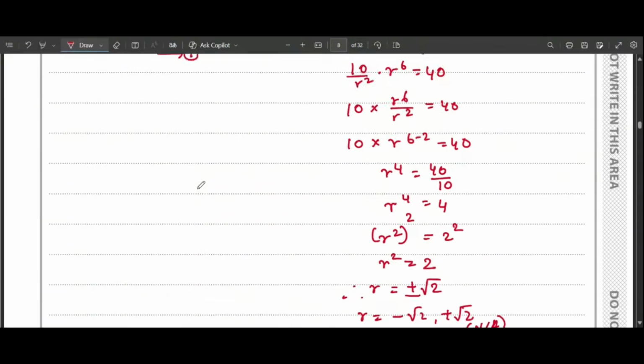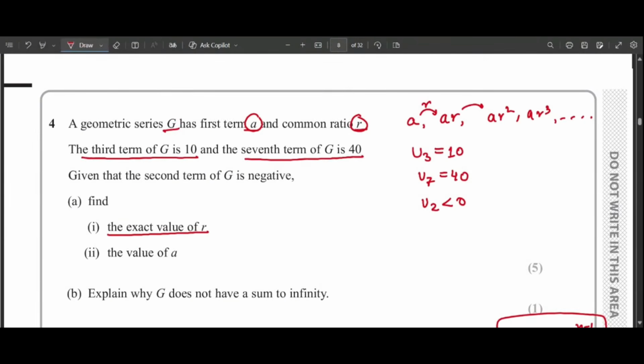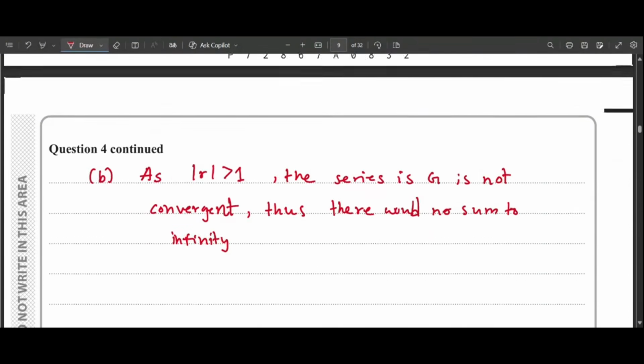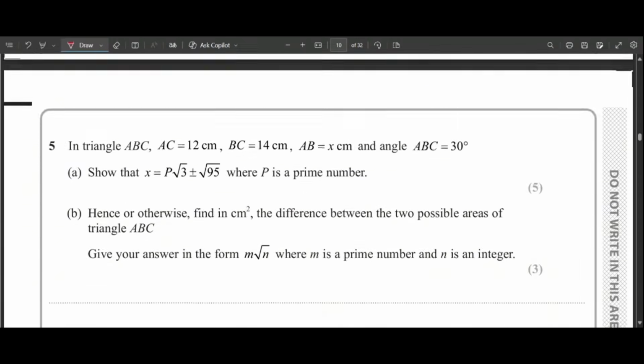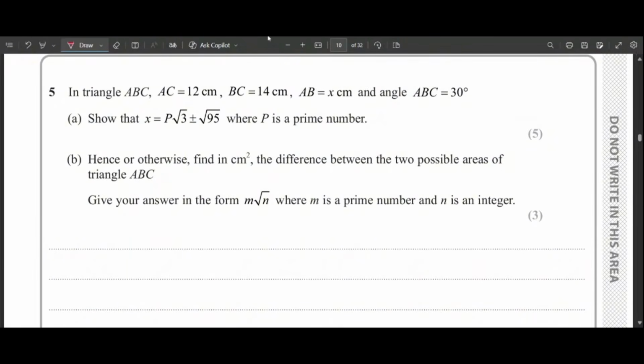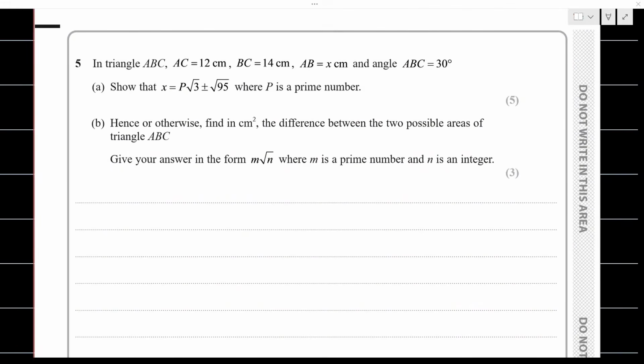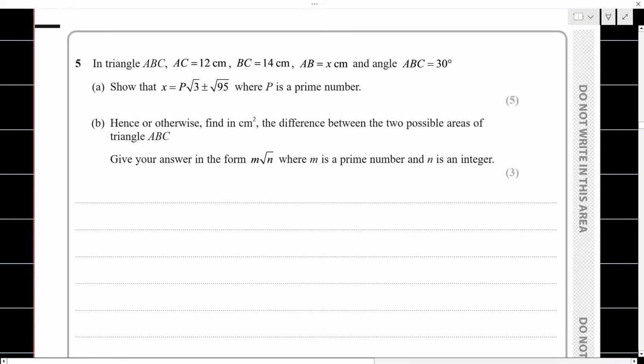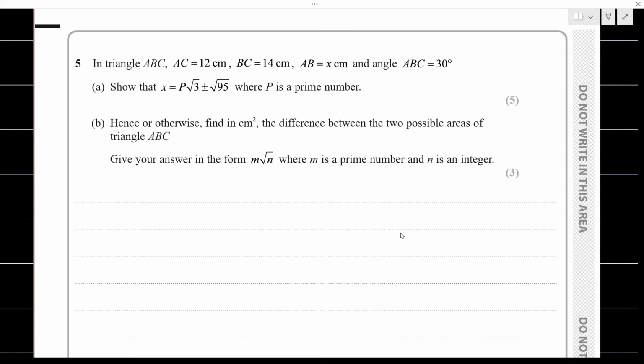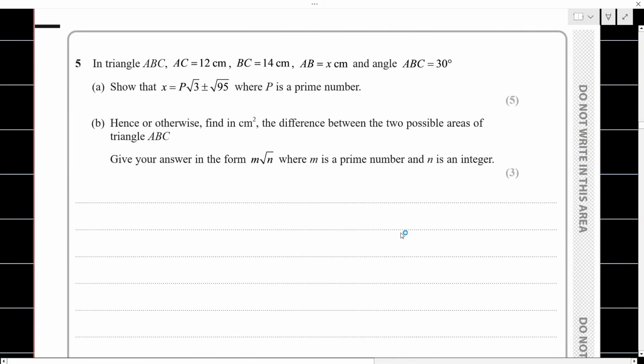So this was our question number 4, and we can now move on to our question number 5. So this is our question number 5. We can see that in question number 5, we have a triangle ABC where our side AC is equal to 12, BC is equal to 14, and AB is equal to X. And we're also given the angle ABC is equal to 30.